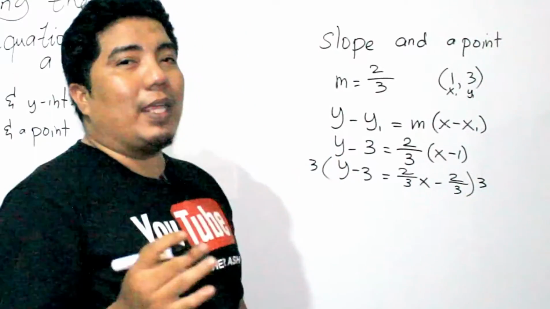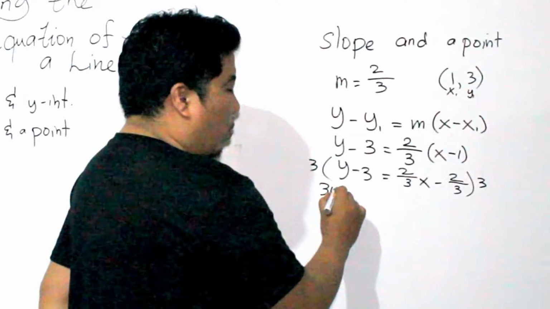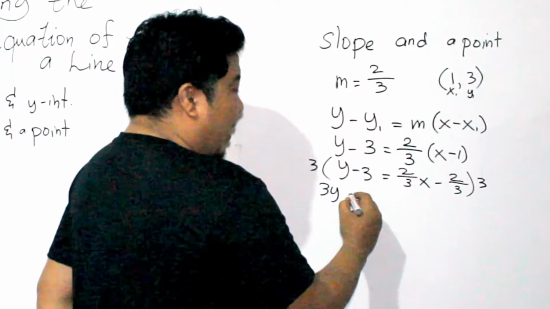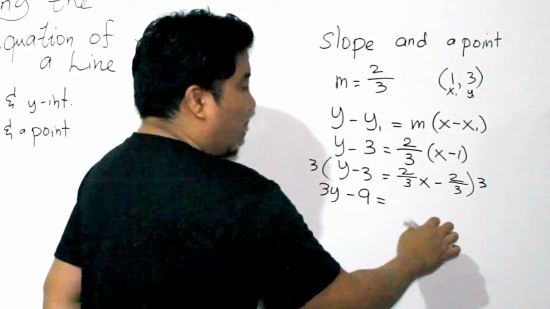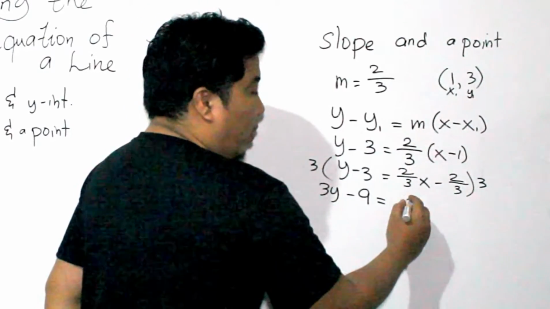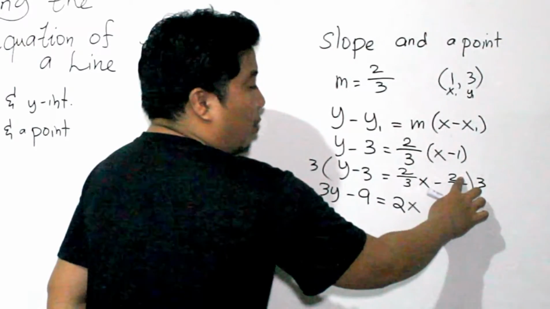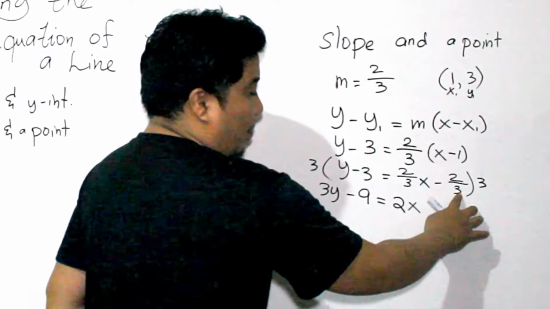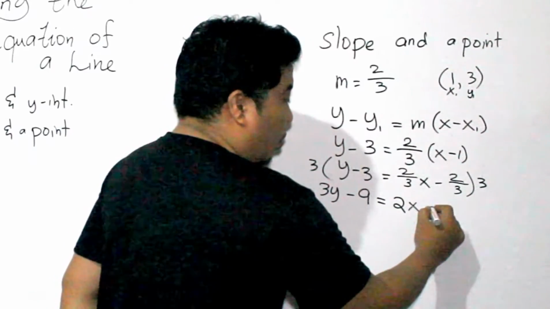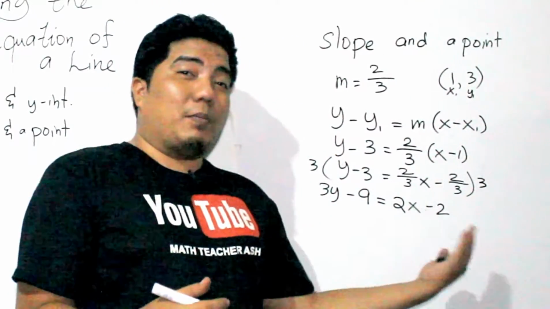So by just multiplying 3 to the whole equation, you have 3 times y, 3y, 3 times negative 3, that is negative 9. 3 times 2, that is 6, divided by 3, that will be 2x. 3 times 2, that is 6 divided by 3, that is still 2, so minus 2. So right now, you don't have any denominators.